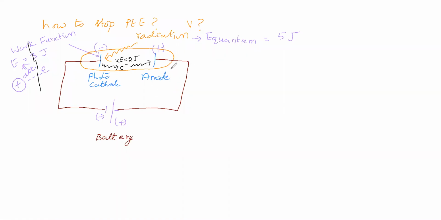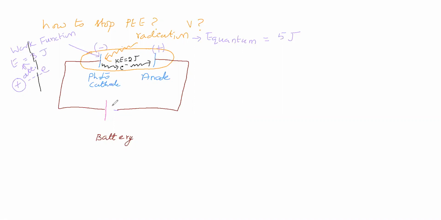Now what we want is to stop the photoelectric effect, for which we need to know what voltage we have to apply. To stop the photoelectric effect, we have to change the poles of the battery. Okay, so let us change the poles of the battery. Why? Because we want to know what voltage is required to stop the photoelectric effect. Therefore, we are changing the poles of the battery.